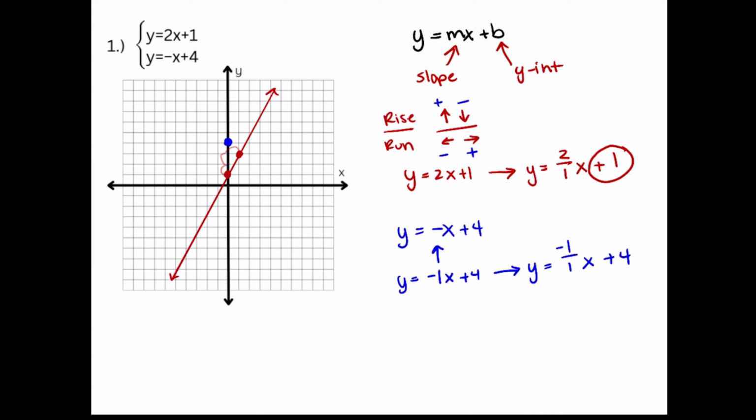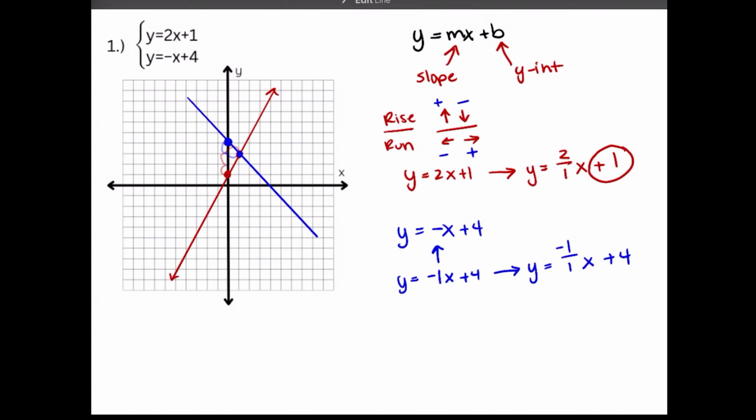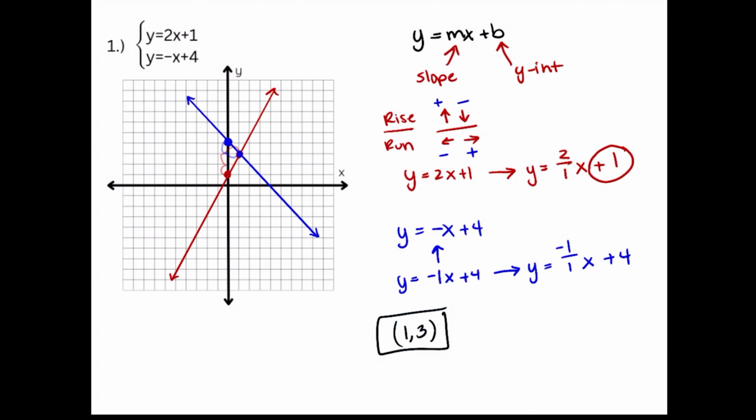And to find my second point to be able to graph this line, I'm going to go down 1, my rise, and then I'm going to go right 1, my run. And notice that the point where these two intersect is already given to us. We are done. Now, the point at which these two lines, these two functions meet is at 1, 3. And that just so happens to be the solution to this system.